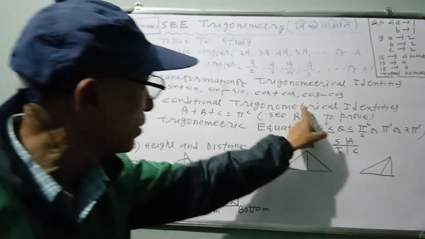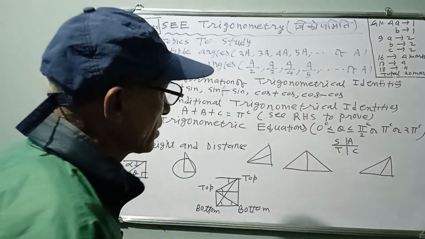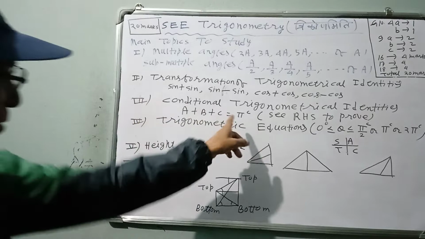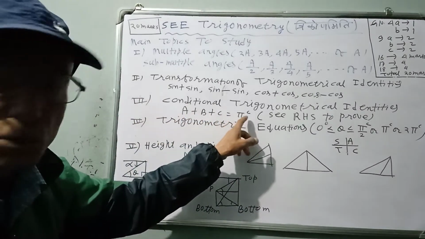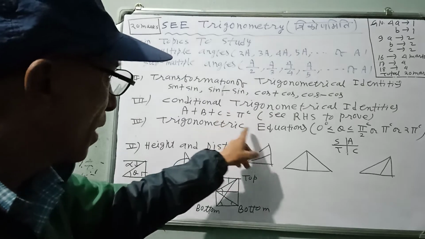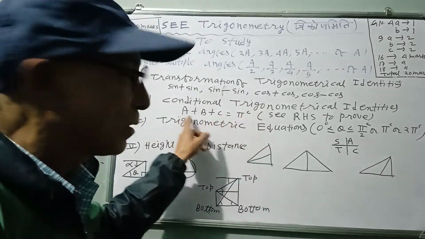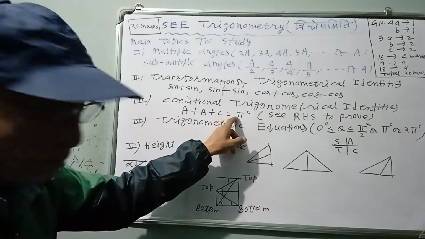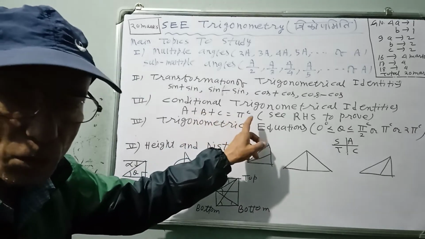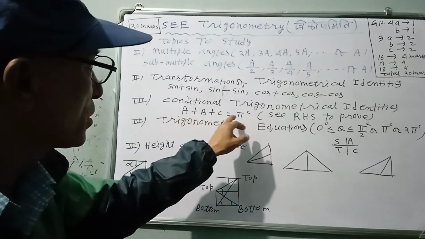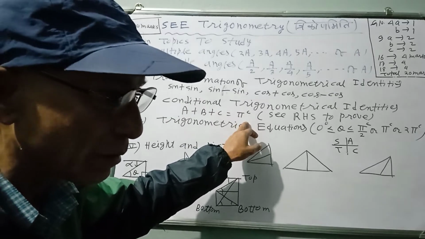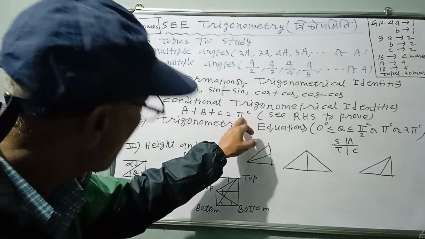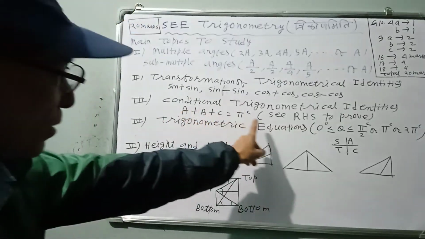Number 3, conditional trigonometrical or trigonometric identities. That means prove that. Conditional. The condition may be A plus B plus C equal pi radian, or it may be pi by 2 radian, it may be 2 pi radian. Generally, the given condition is that A, B, C are three angles of a triangle, A plus B plus C equal pi. Sometimes A plus B plus C equal pi by 2, which means A, B, C are not the angles of a triangle. If it is pi, then ABC is a triangle, पाई भयो भने ABC triangle को हो.